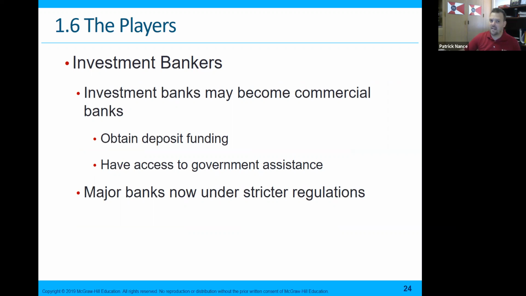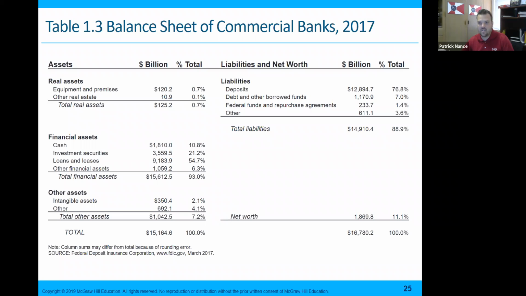Investment banks can become commercial banks if they obtain deposit funding and have access to government assistance. Generally, we're talking about something that's FDIC insured as well, which is where that government funding comes in. They have to have deposits, and they also have to insure those deposits. Major banks are now under stricter rules. Ever since 2008, several different laws have been passed, but Dodd-Frank is the big one. We'll talk about that one in a few minutes.